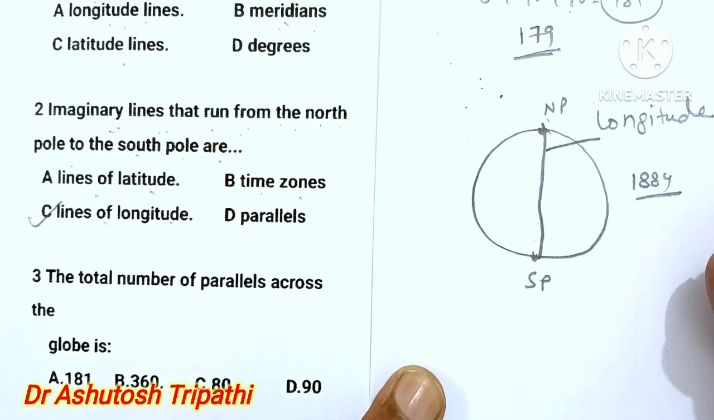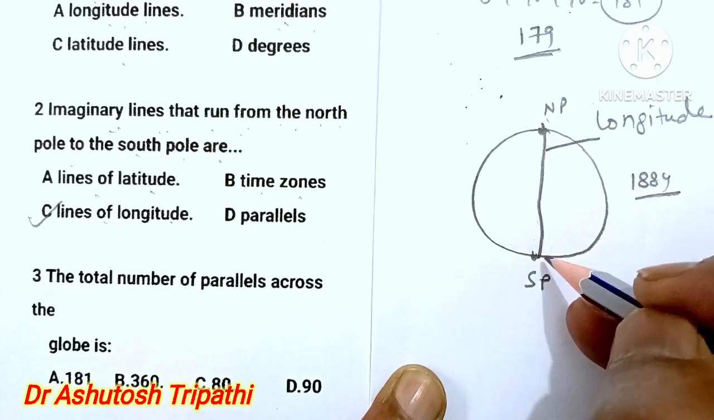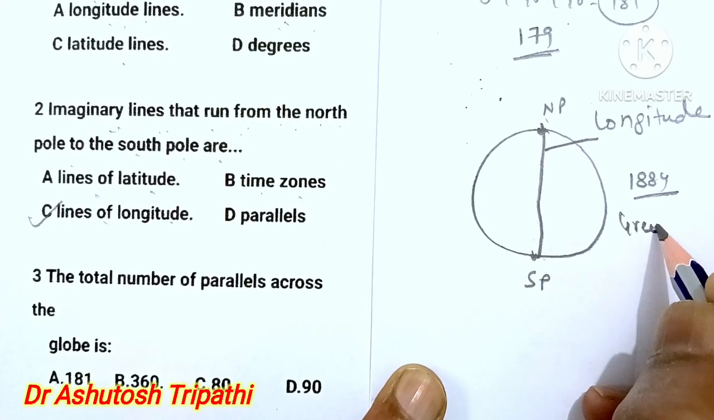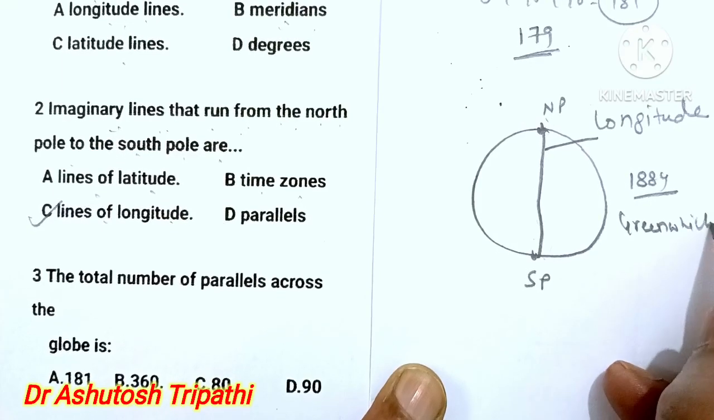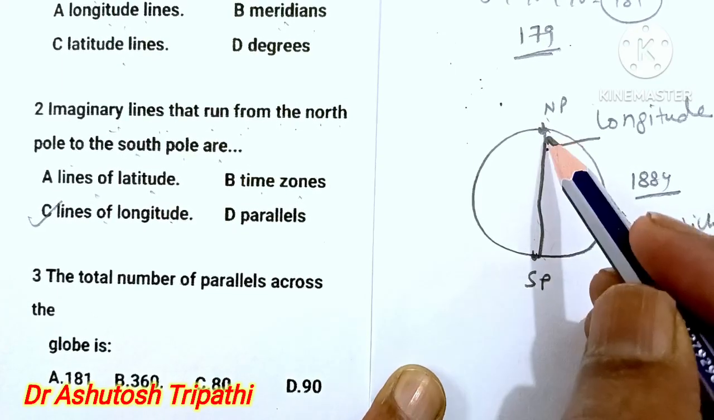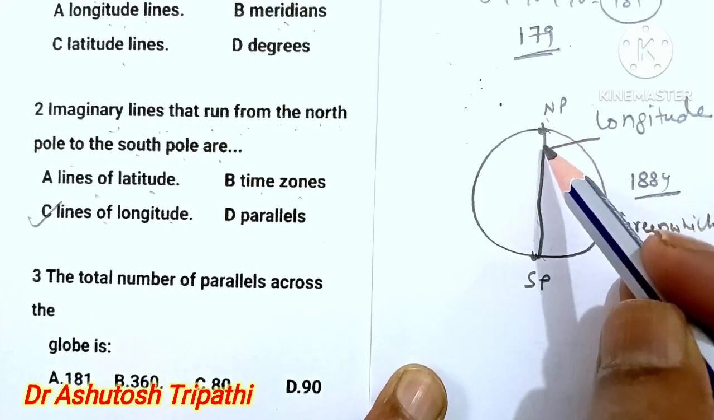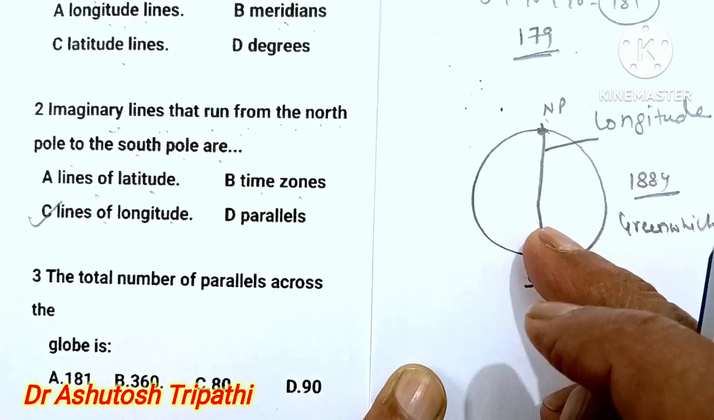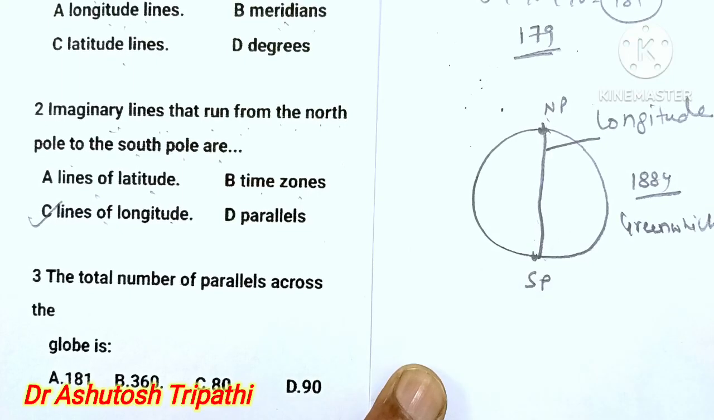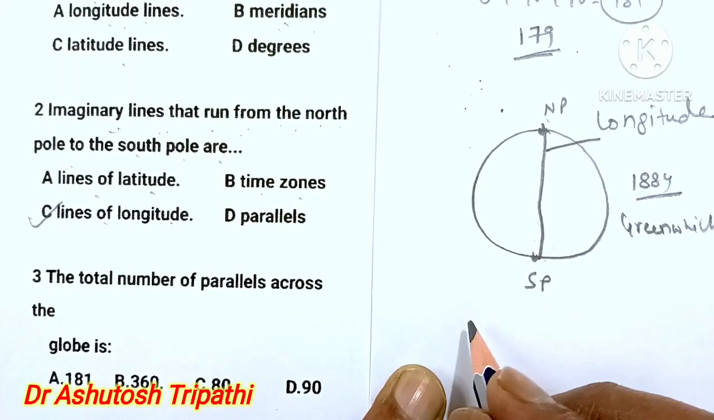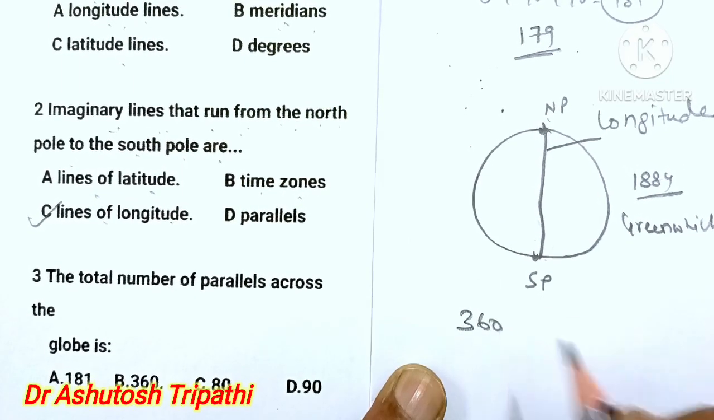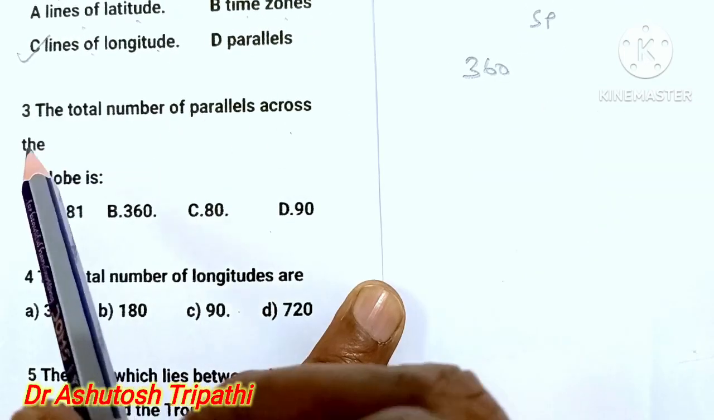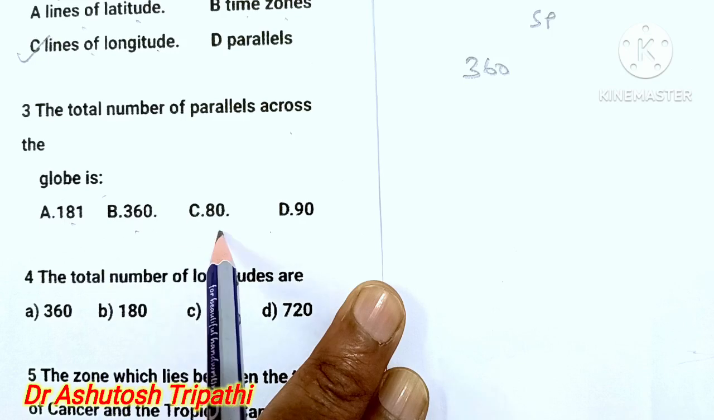In 1884, it was decided at Washington DC that the line which passes through Greenwich, a village in London, is indicated as 0 degree longitude. So this is the prime meridian, or 0 degree longitude. The total number of longitudes on the Earth is 360. The number of parallels across the globe is: 181, 360, 80, or 90?